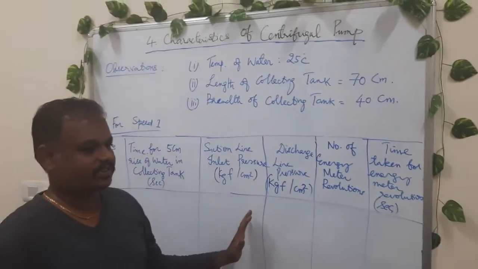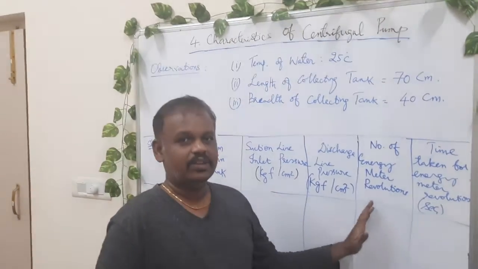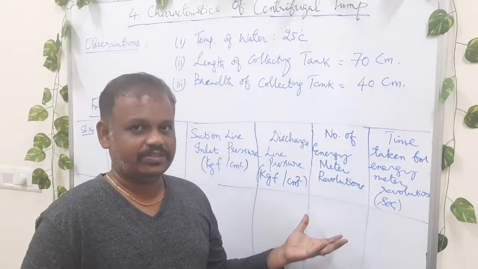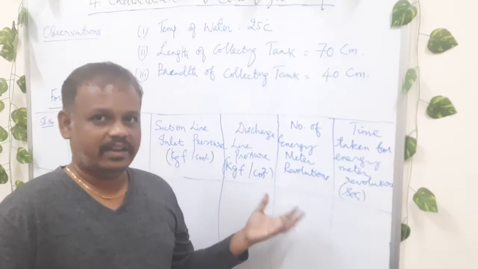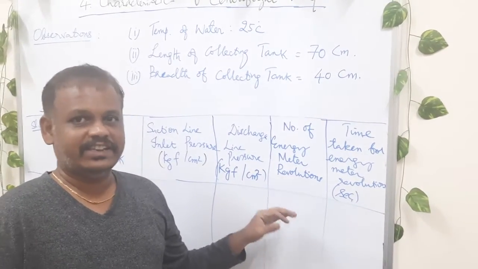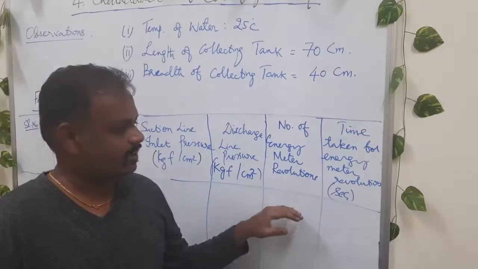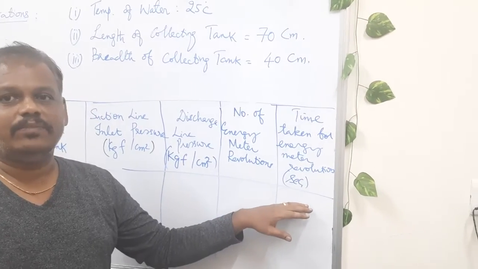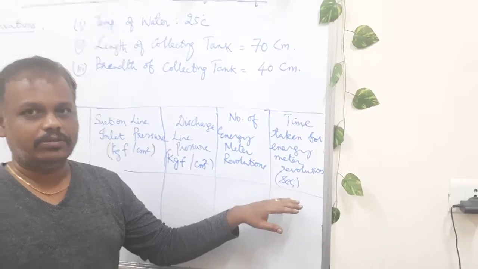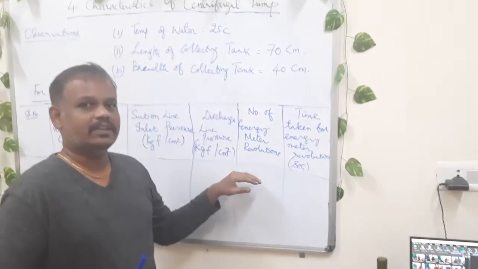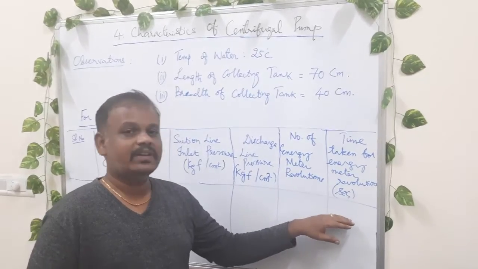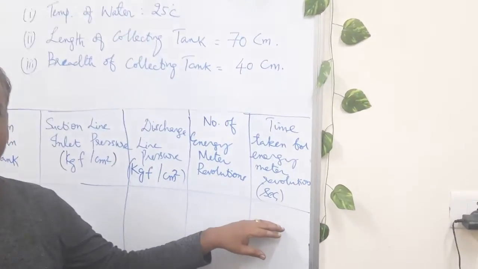The next observation is from the energy meter. You will be taking a specific number of rotations, say for an example 5 or 10 rotations of the energy meter, and for that specific number of revolutions you should know the time taken. For an example, if you are measuring it for 10 revolutions, you should know the time taken for the energy meter to make 10 revolutions.